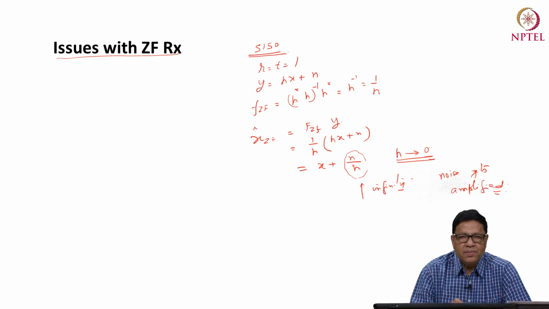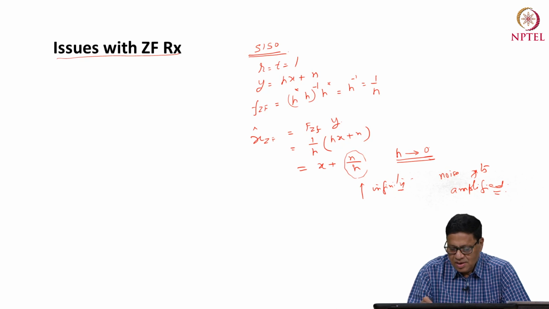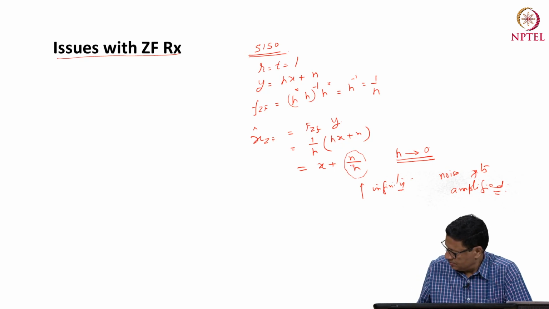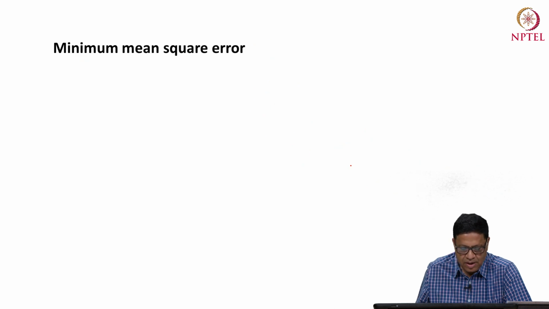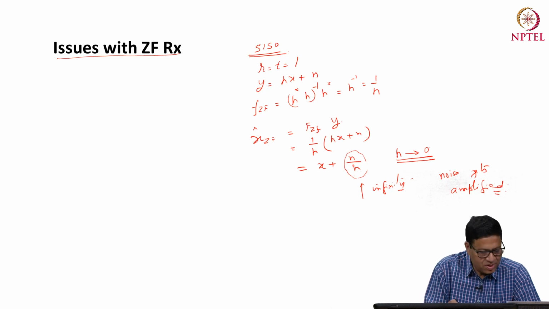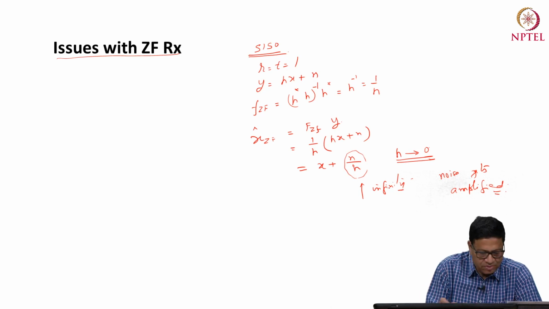Which is not a desirable solution. So how do we handle this part, noise getting amplified? Let us also understand a little more about this noise going to infinity.